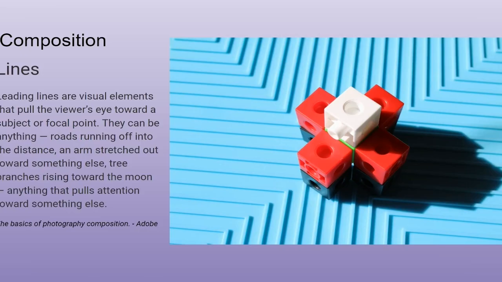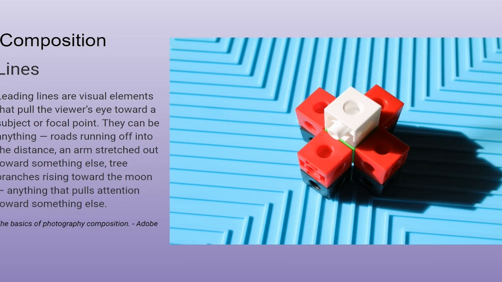The next thing is lines. And here it says leading lines are visual elements that pull the viewer's eye towards a subject or focal point. So lines kind of draw your eyes in to look at a certain spot. It could be anything. It could be roads running off in the distance. It could be an arm stretched out towards something else. It could be tree branches rising toward the moon. Anything that pulls your attention to something else.